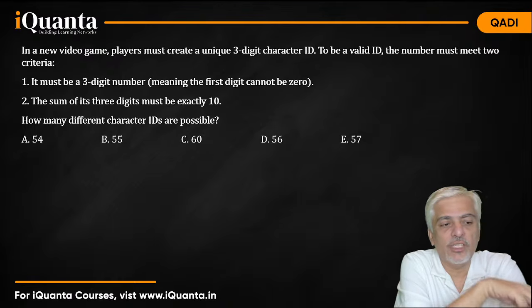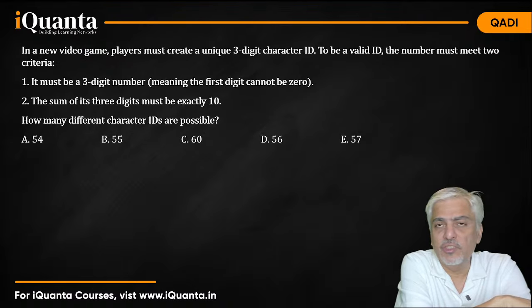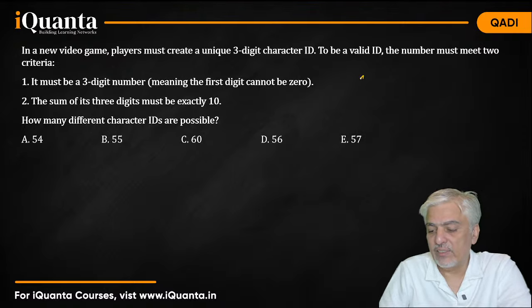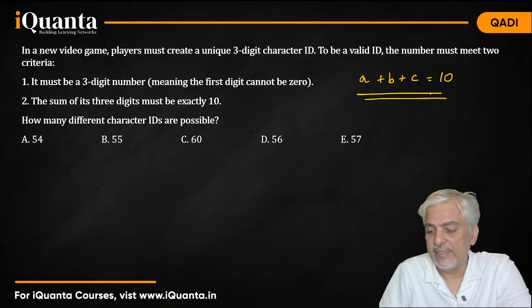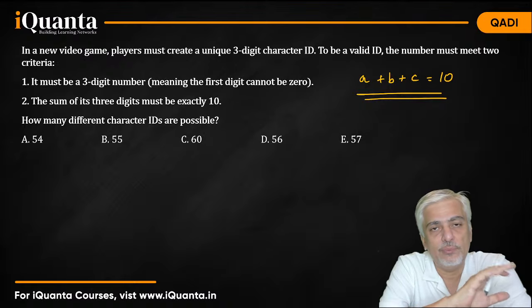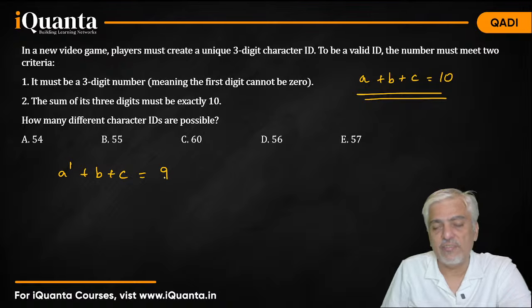Okay, let's pay attention everybody carefully to the question. The conditions are it has to be a 3-digit number. The first digit cannot be 0. The sum of the digits has to be exactly 10. That means if I take the 3 digits as A, B and C, A plus B plus C has to be exactly 10. Now listen to this very carefully. A cannot be 0, so we can actually give 1 to A first. Then A dash plus B plus C will be 9 because I have already given 1 to A.